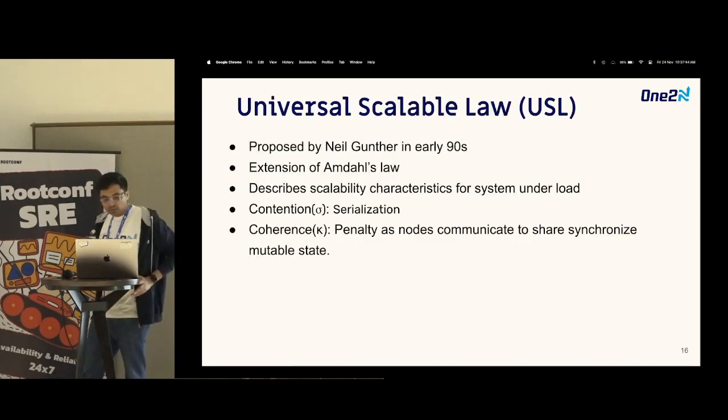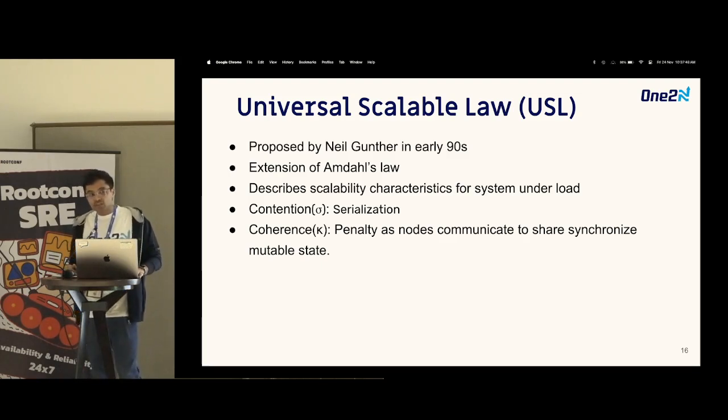Now, the universal scalability law was proposed by Dr. Neil Gunther in the early 90s. It's an extension of Amdahl's law. Amdahl's law says that any task's speedup is limited by the fraction of the serialization part of it, which means that even if you throw more cores, more nodes, or more threads, it will still be bottlenecked by the serialization part of it. For example, you can have concurrent processing for your database, but if your disks are slow, you really cannot do anything about it.